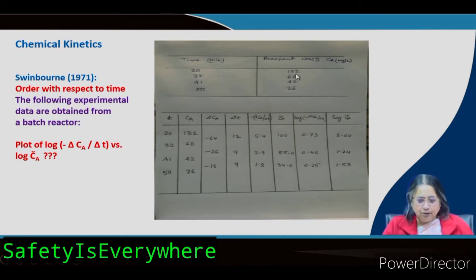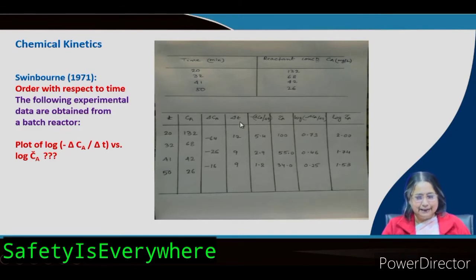Now, you have to make a table to show the data. This is the time column. These are the times that you are getting from here, and these are the CA values. So, what will delta CA be? It will be the difference, not the midpoint. This is the difference of this one, this is the difference of this one, and this is the difference of this one.